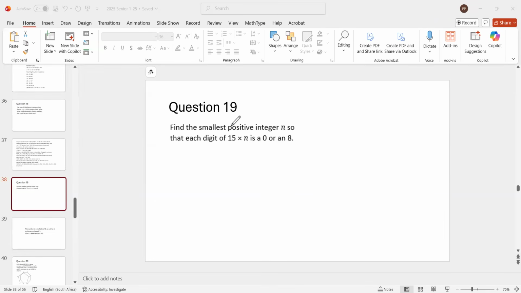Let us continue to question 19. Question 19 says, find the smallest positive integer n so that each digit of 15 times n is 0 or 8. Okay, so what does this mean? It means that 15n, in other words, has only zeros and eights, right? And you want the smallest value for n.